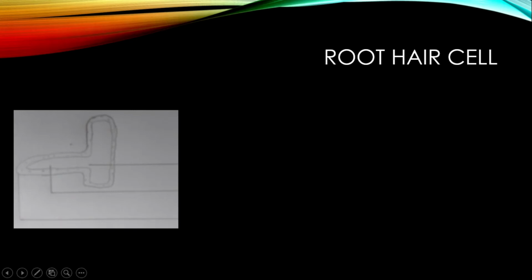So the root hair cell is very important to the plant because it takes up water and mineral salt, which is really needed for the plant's survival. Then we have the xylem cell. Now the xylem cell is usually highly lignified. It is a dead cell, and the xylem cell also is hollow. It is pretty much a pathway through which water and mineral salt will travel, having left the root here.